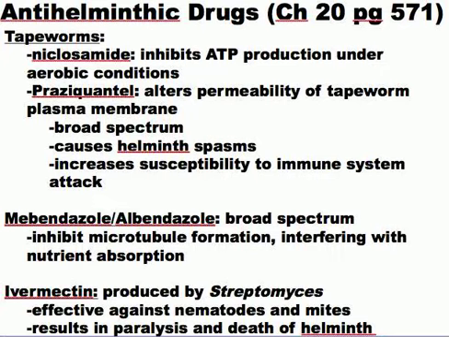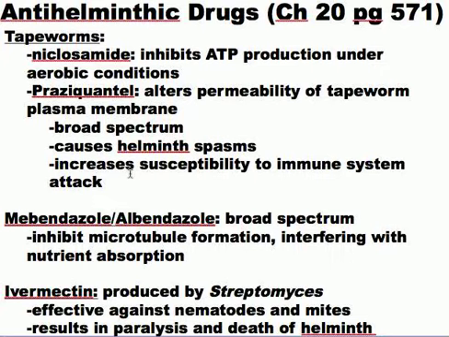So, anti-helminthic drugs. This section can again be found in chapter 20, page 571. So, for tapeworms, niclosamide can be used, which will inhibit ATP production under aerobic conditions. There's also praziquantel. This is going to alter permeability of the tapeworm plasma membrane. This is broad spectrum. It can cause helminth spasms, and it increases susceptibility to immune system attack. Mebendazole or albendazole. These are also broad spectrum drugs. They inhibit microtubule formation, so they can interfere with nutrient absorption.